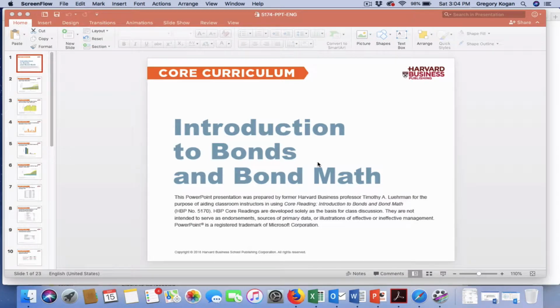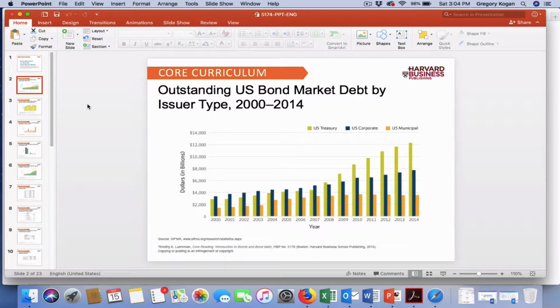So I wanted to continue with this week's section. We're going over bonds and bonds math. And essentially, bonds is a very popular instrument to finance corporations in general. Corporations or governments or municipals are funding themselves using bonds. And this is billions of dollars over the years.